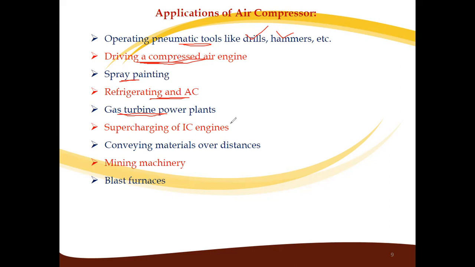Next, compressed air is again used in supercharging of IC engines, or internal combustion engines. Then there is a pneumatic conveyor, which is based on compressed air, conveying materials from one place to another place over a considerable distance, that is up to 10 meters or 20 meters. Then compressed air is also used in mining machineries, then in blast furnaces. So these are the different applications of air compressor, or compressed air.